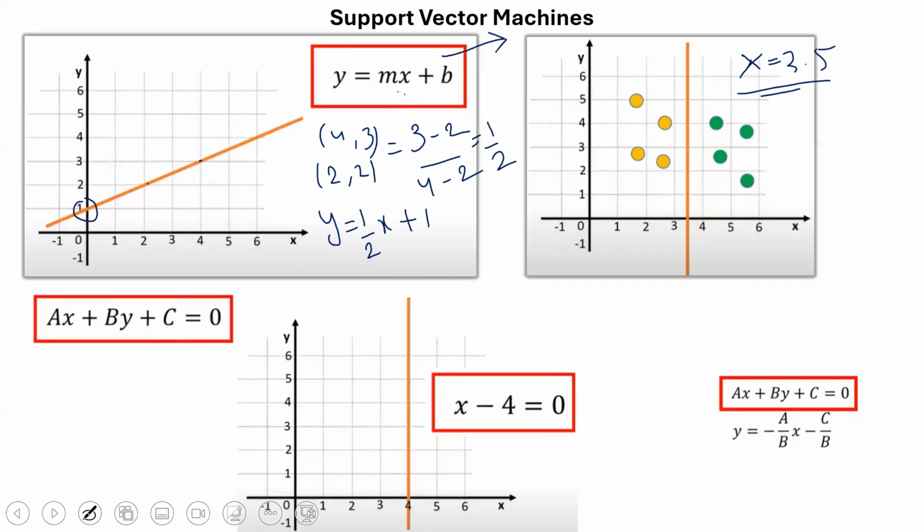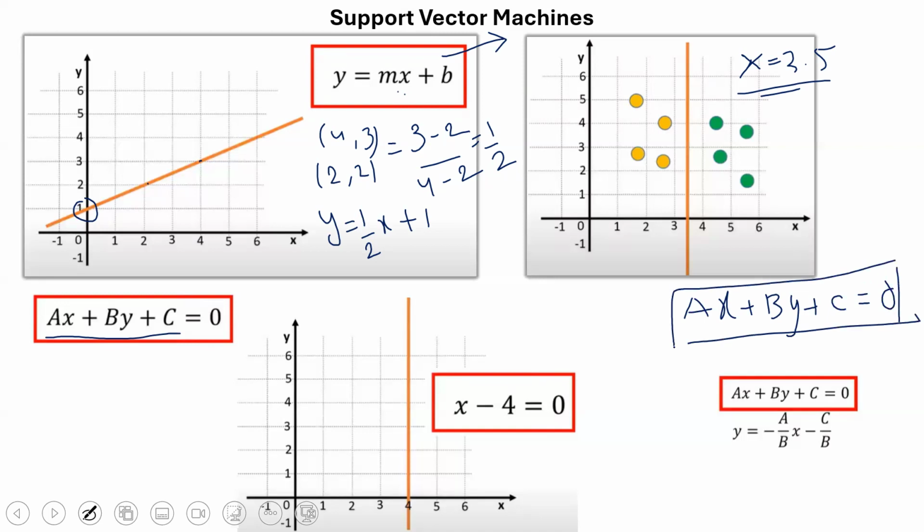What actually works is the general notation of a line, which is ax plus by plus c. Going forward, we will not use the notation y is equal to mx plus c for a straight line anymore. The notation that we use is ax plus by plus c is equal to 0. This is the actual notation of representing a straight line in two-dimensional space. We can convert this to the y is equal to mx plus c format.